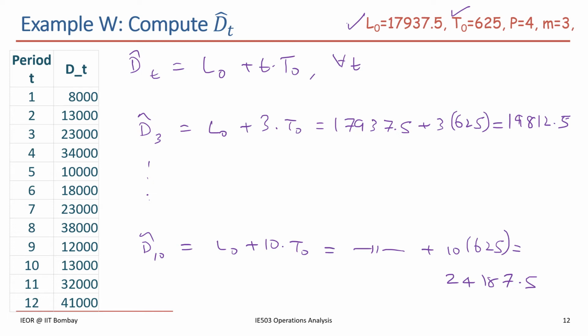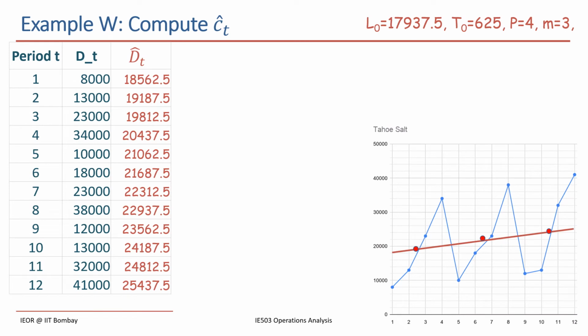Once I do that, in this table here on the left in red color, we can see the D hat of t values for all the time periods 1 to T, and the same is plotted on the right side, which you are seeing as the D hat of t. Now we need to compute a C hat of t.